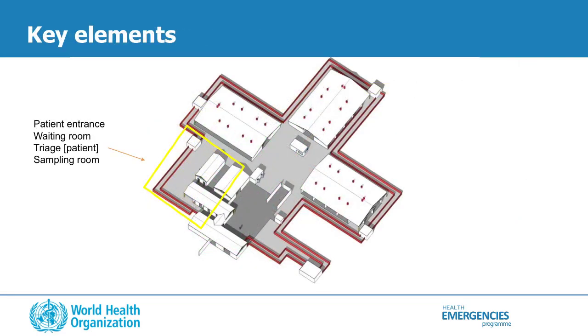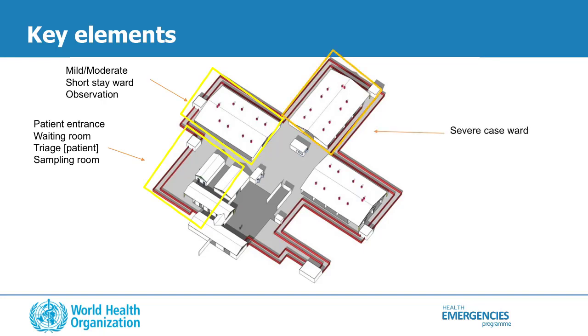The next series of slides highlights key elements of a SARI treatment center. This first part starts with where patients would enter to the waiting room. Triage and the room for taking samples are located in this area. Here you have the mild or moderate zone for observation and/or just for a short stay. A ward for severe cases. Critical cases would be treated in this ward.